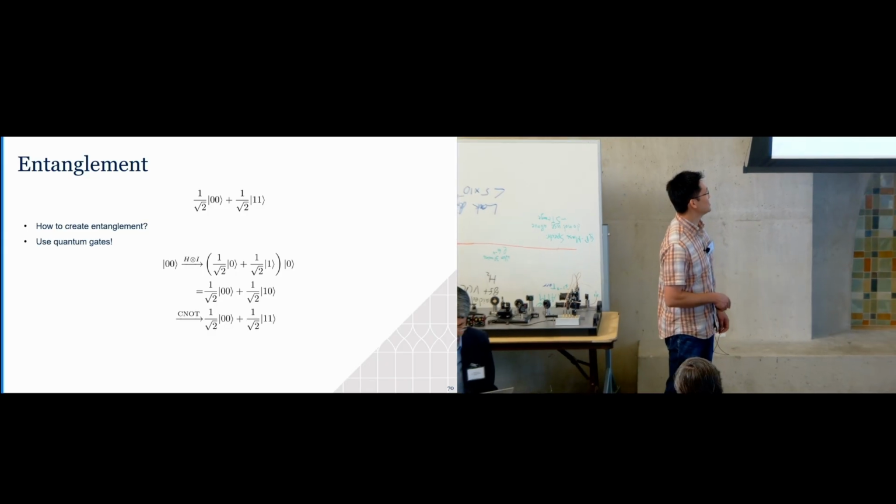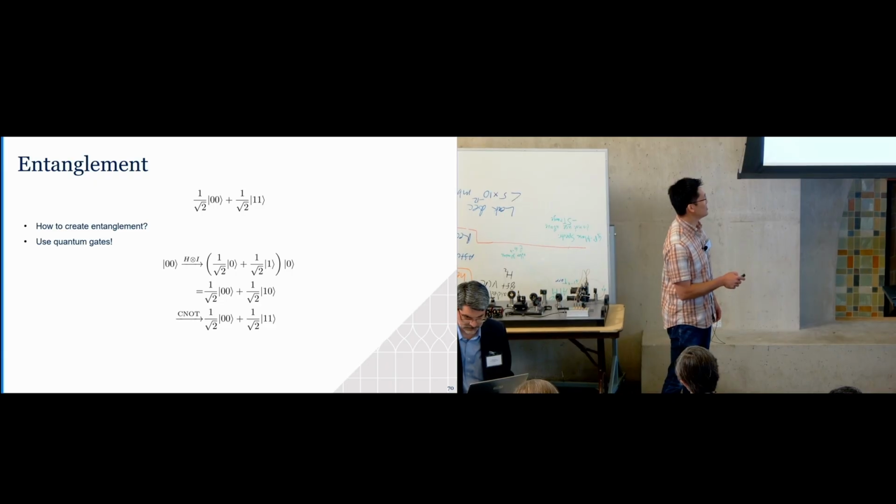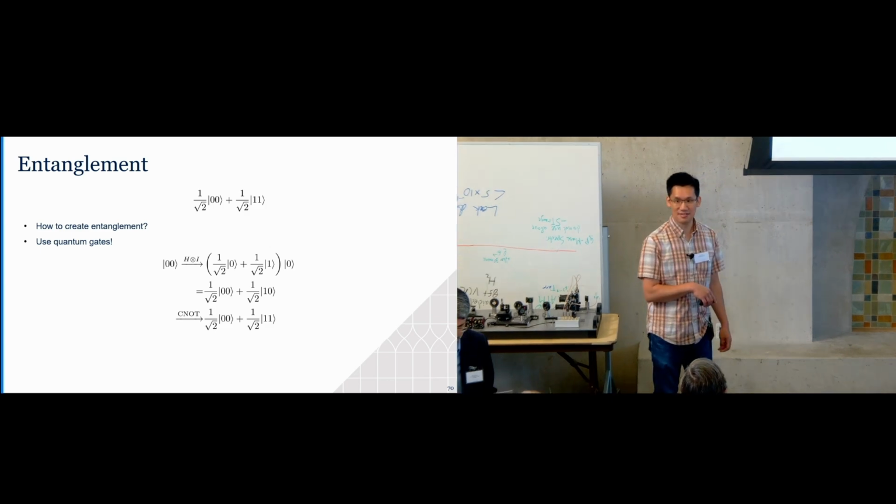CNOT. Because CNOT flips the right qubit if the left qubit is 1. So this one gets left alone, this one gets flipped, and there's our maximally entangled state.